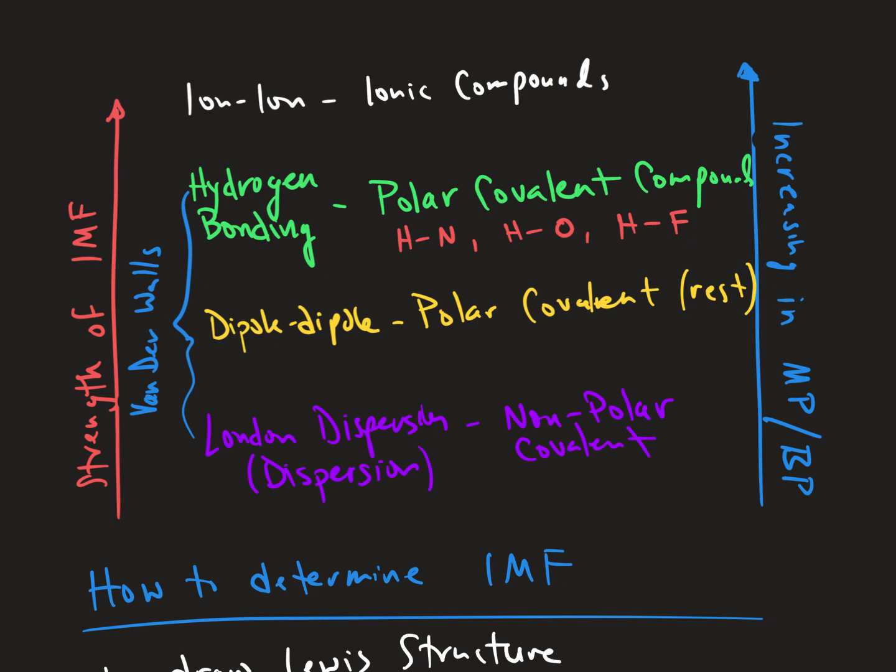We good? Did you write down this arrow going up? That's the strength increases. And the arrow on the right, the melting point or the boiling point increases. Okay, ready to move on?